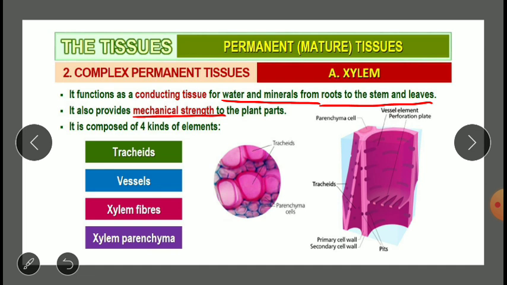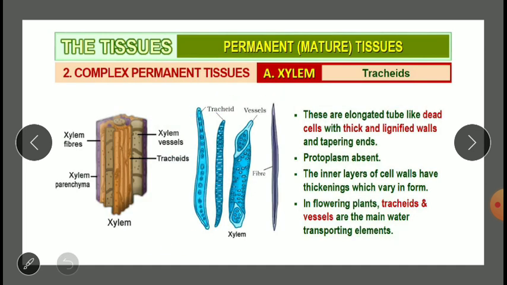Now the xylem is made up of four types of tissues, and they are tracheids, vessels, xylem fibers and xylem parenchyma. So first one, the tracheids. Tracheids are dead cells. So they are a kind of sclerenchyma, you can say. Tracheids are dead cells which have thick and lignified walls and tapering ends.